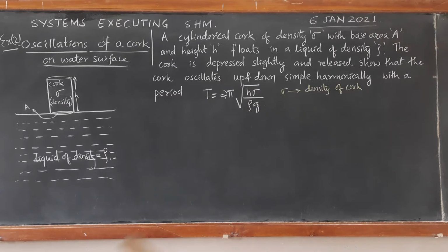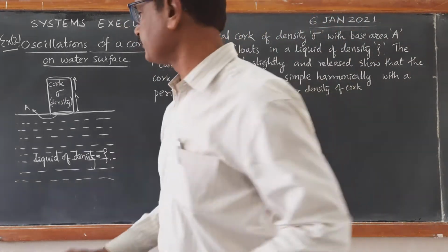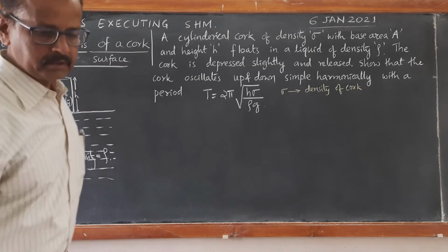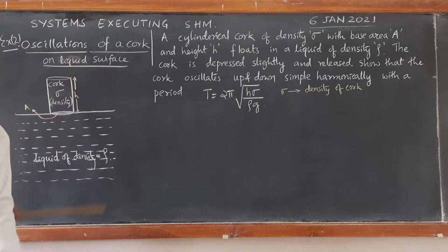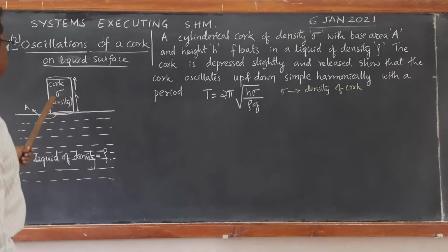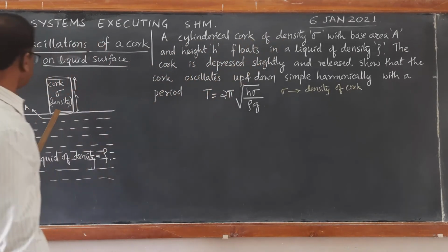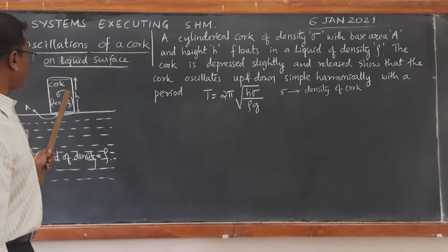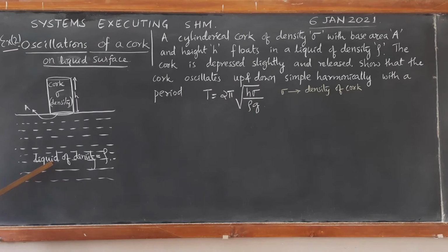Look at this second system: oscillations of a cork on a liquid surface. It need not always be a water surface. Let us say it is some liquid of density rho. A cylindrical cork of density sigma, with base circular area A and height h, floats on a liquid of density rho, right?